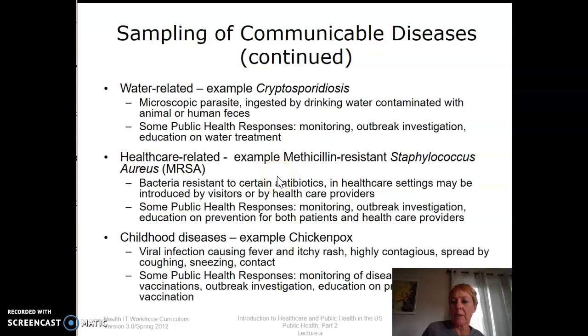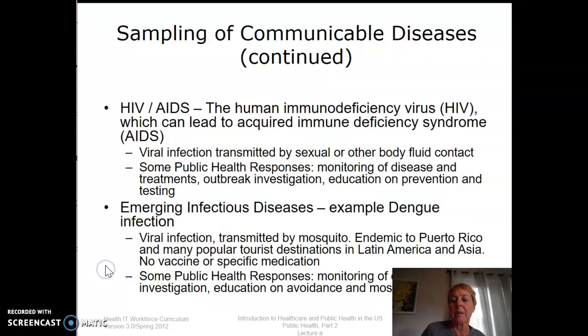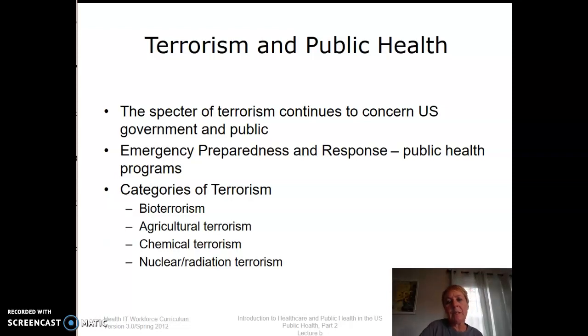Water-related, Cryptosporidium, watching for microorganisms in water. Animal-related, Staph aureus or MRSA. Healthcare-related, Staph aureus. And childhood diseases, such as chickenpox. HIV and AIDS sampling, monitoring of that, checking for outbreaks, and emerging infections such as Ebola, dengue infection, etc. One of the big concerns is terrorism and public health. This is a newer spectrum of study. It is a concern to the U.S.